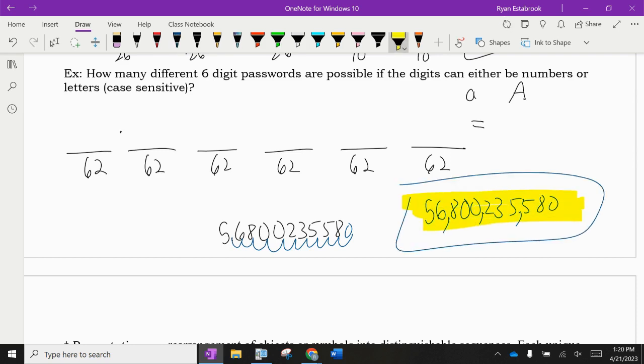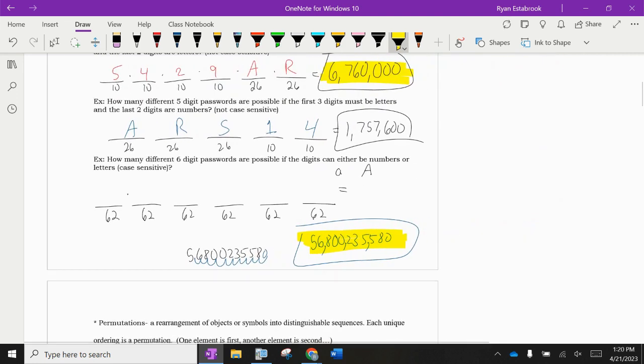If this is the criteria, 6 digits, and each digit could be either a number or a letter, case sensitive, lowercase or uppercase, you have 56,800,000,000 possibilities. All of a sudden, this gets a lot crazier. Much, much bigger number than all the other ones. We went 6 digits before, but we had other criteria on it. This is way more wide open.